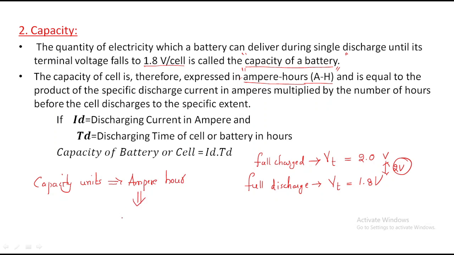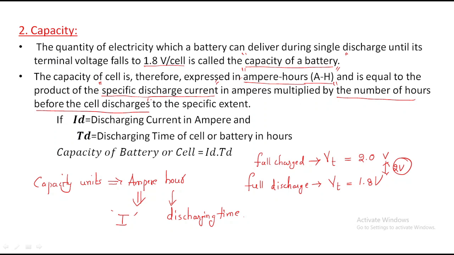Ampere is the unit of the current in the battery. Hour is the discharging time, the unit of discharging time, how much it discharges. And the capacity is equal to the product of the specific discharge current in amperes multiplied by the number of hours before the cell discharges to its specific extent.